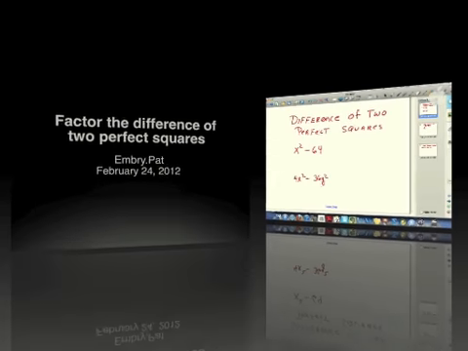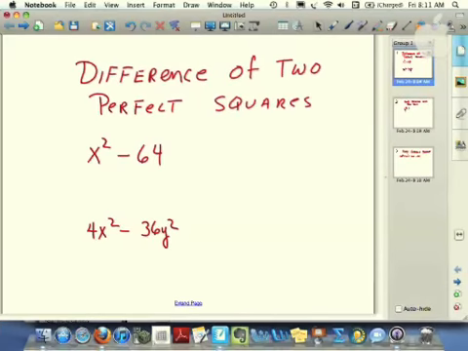Factor the difference of two perfect squares. Notice in the first example, x squared minus 64. X squared is considered a perfect square. Its exponent is 2, and 64 is a perfect square. So this will factor as x plus 8 times x minus 8.